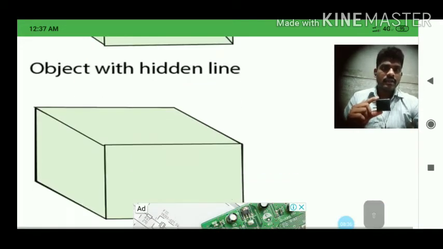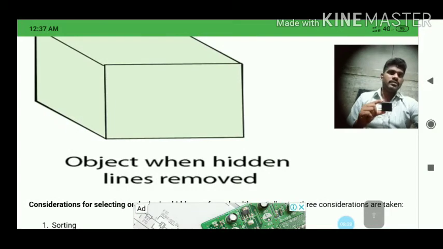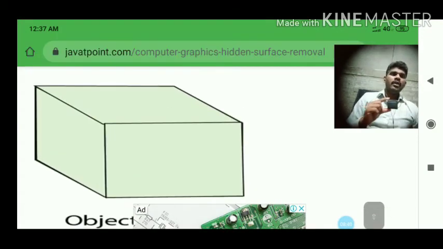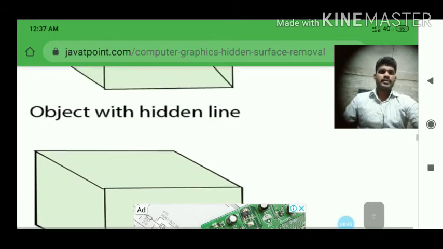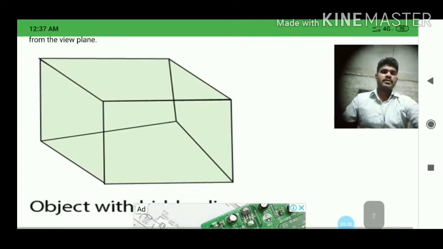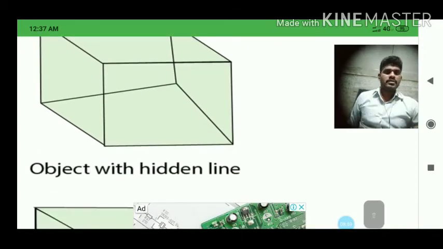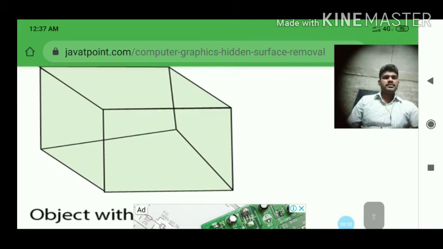Okay. Now, what do you want to do? Just remove all the hidden lines from the object. Look here. This is the actual object with the hidden lines. This is the object with the hidden lines.